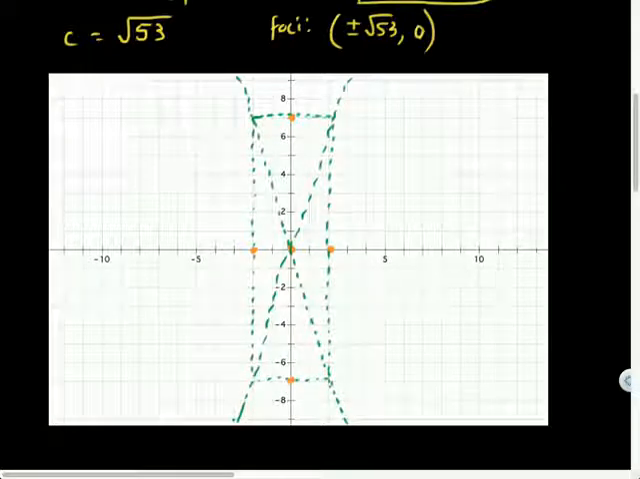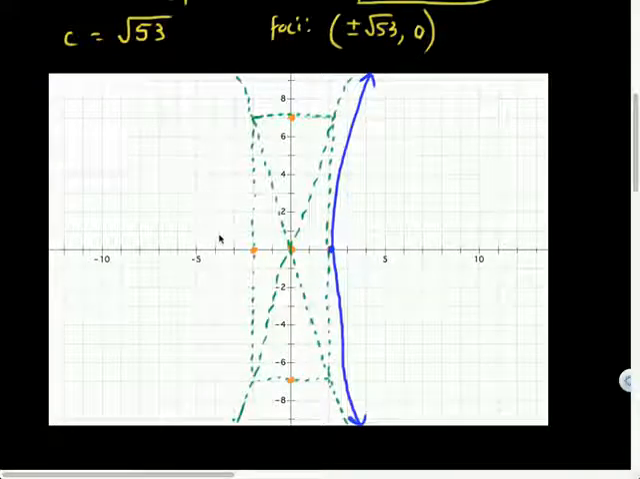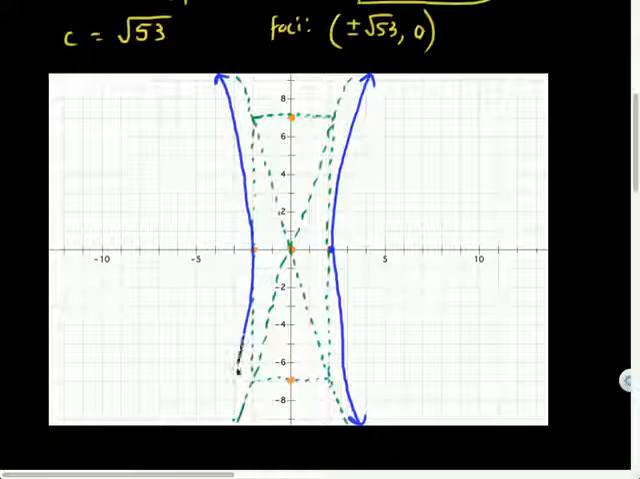And then the actual graph itself starts at the vertex and approaches the asymptote and gets infinitely closer to it over time, like so. And just like with circles or ellipses, I actually draw one quadrant of it at a time. So that would be my graph.